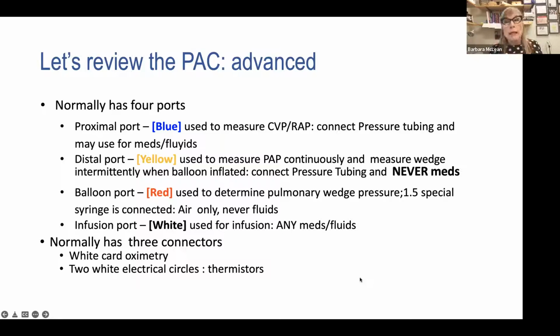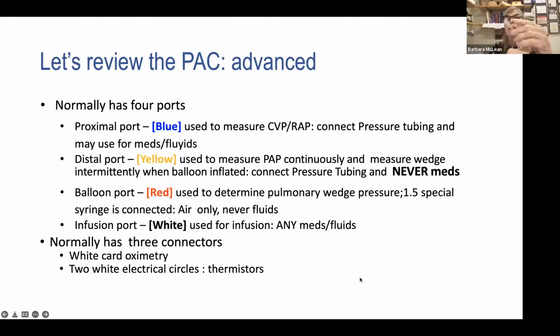And that's only if the patient has a PA catheter and they're directing therapy toward a pulmonary embolism. Nurses never hang medication on that yellow lumen because that ends in a very small arteriole with a very low admixture of volume.